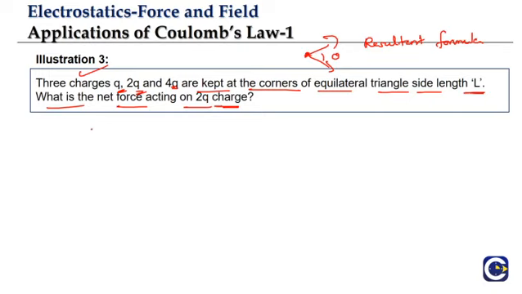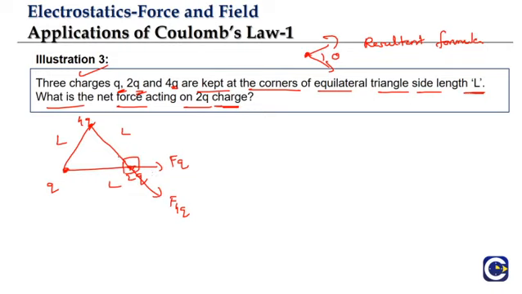So first let us try to represent it. We have an equilateral triangle, side length value is L. So we have q here, 2q and 4q. We need to find the force acting on 2q. If you see, 2q will be repelled by the q charge, because all are identical charges, same type of charges. 2q will also be repelled by 4q, so this force will be like this.